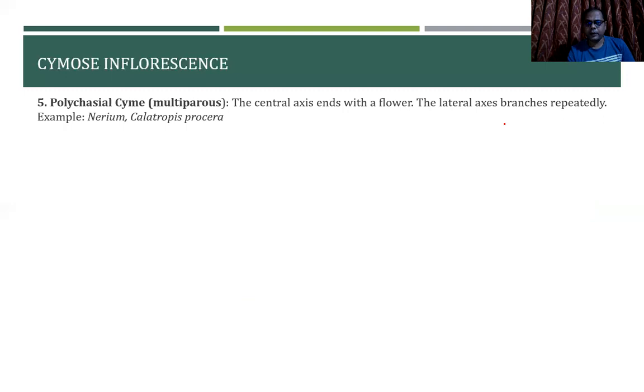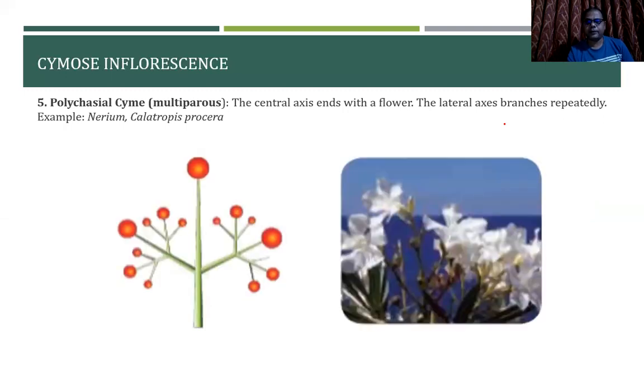Now we have got the polychasial kind or the multiparous. So what is happening is that always remember that there will be two coming up, but on the basis of two, it's further differentiating. Now this is called the polychasial multiparous kind of cymose inflorescence. This is seen in case of Calotropis procera. It is seen in the Asclepiadaceae family. It's seen in Nerium indicum. So this is about the cymose inflorescence.